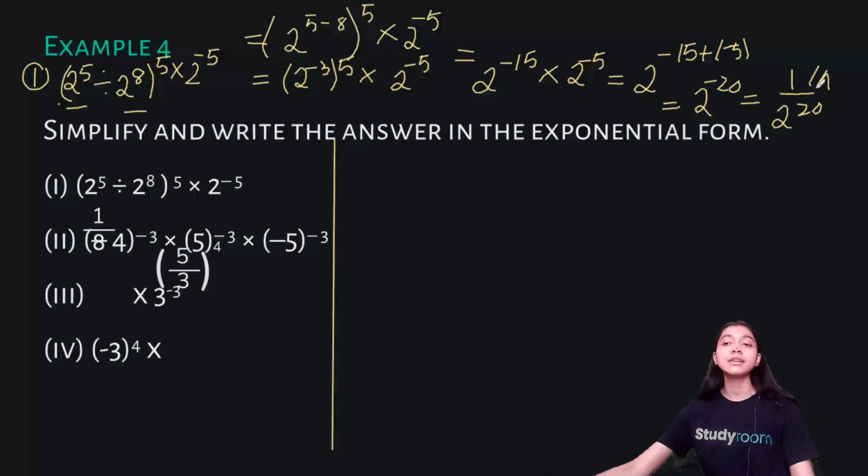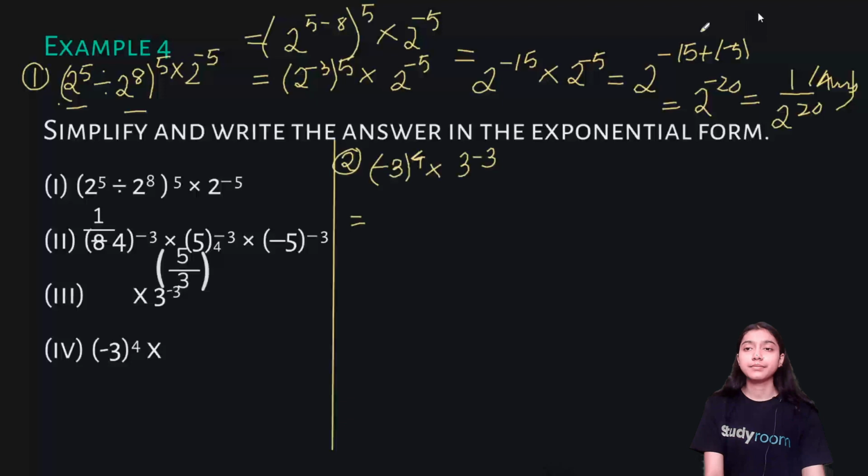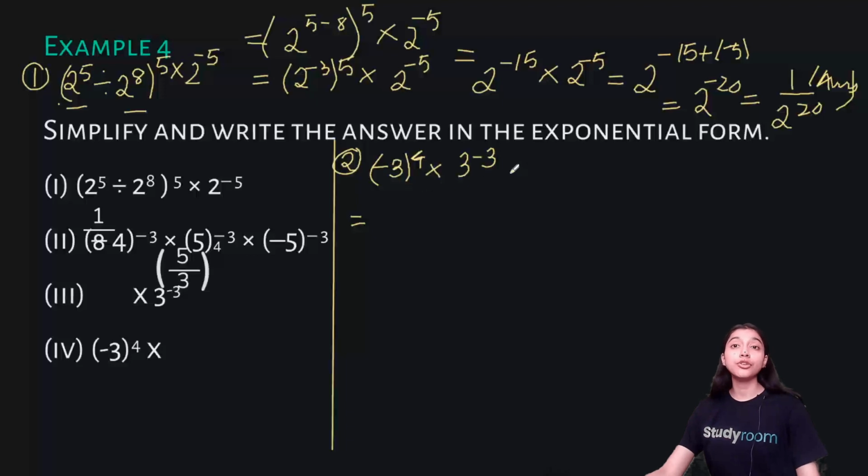So this is the final answer for the first question given to us. The next question that we have with us is minus 3 to the power 4 multiplied with 3 to the power of minus 3. Now let me tell you one thing.